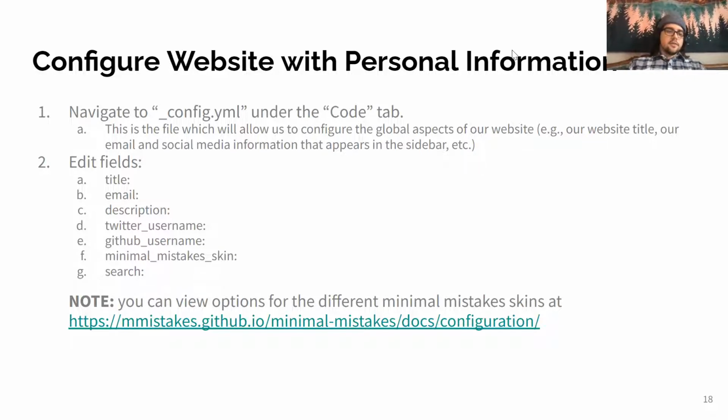Now for a website being generated by Jekyll, we're going to do this by editing the _config.yml file. This should just be in the root directory under the code tab again. And this is what's going to allow us to edit the global aspects of our website. So for example, we can edit our website's title. We're going to be editing the email and social media information that was appearing on the sidebar there, as well as a number of other things.